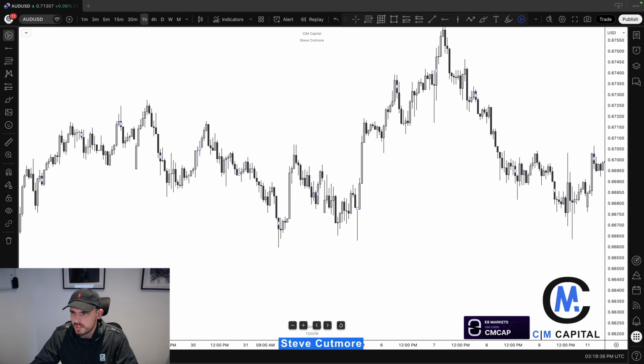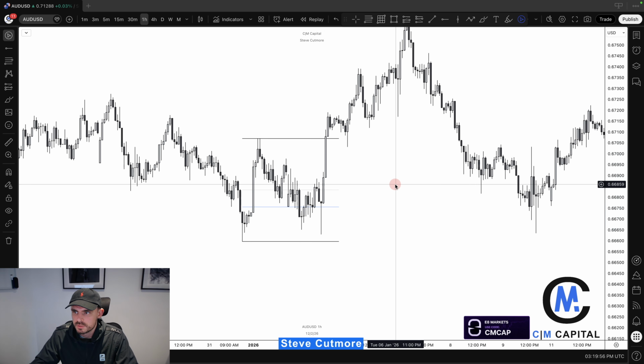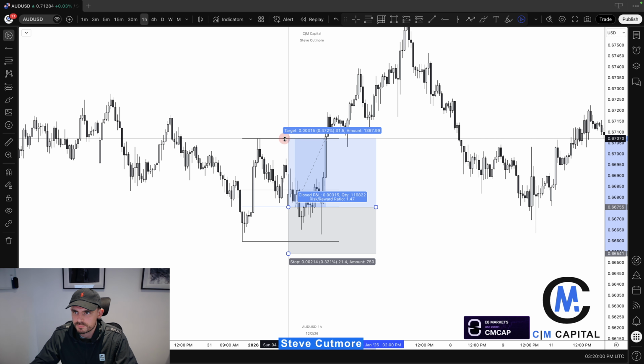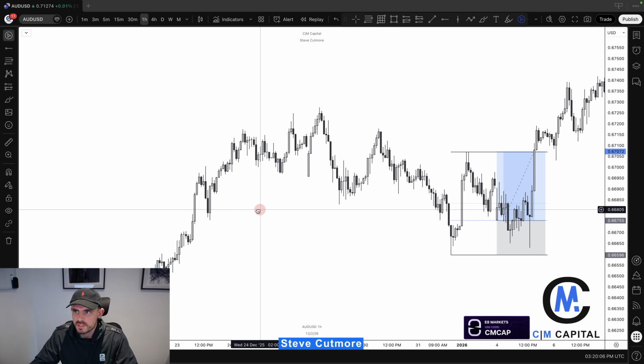Again, low created this. High created this low. This is the structure that got broken because we're pushing down, up, down, broke that structure. Then we impulsed to the upside, breaking that structure. What do we do? We draw a Fibonacci. And as you can see, we hit take profit for a lovely 2R. Perfect. Simple.